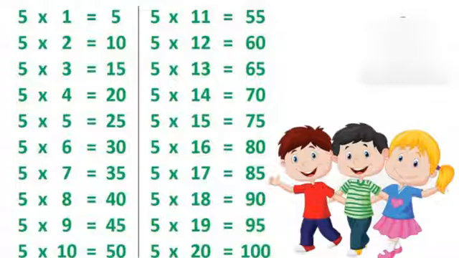5 15s are 75. 5 16s are 80. 5 17s are 85. 5 18s are 90. 5 19s are 95. 5 20s are 100.